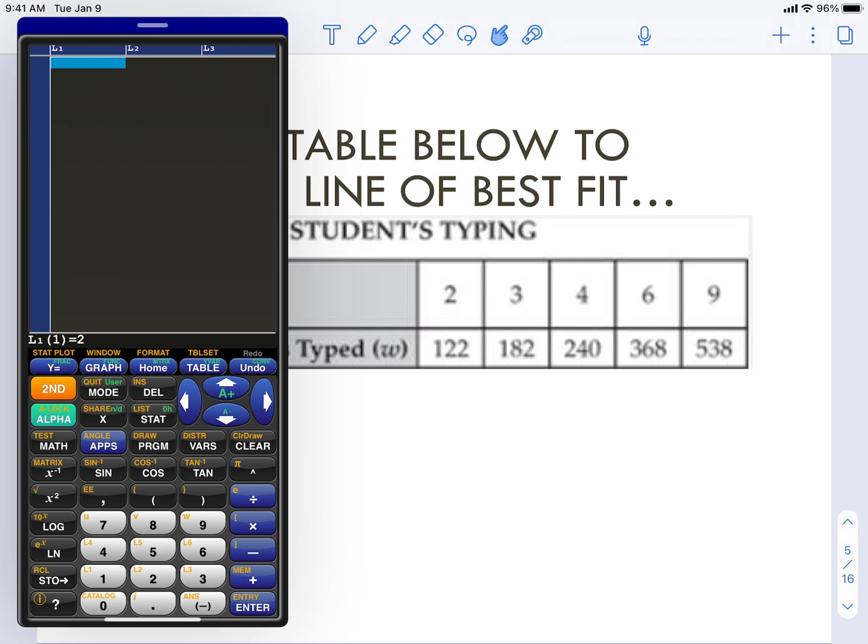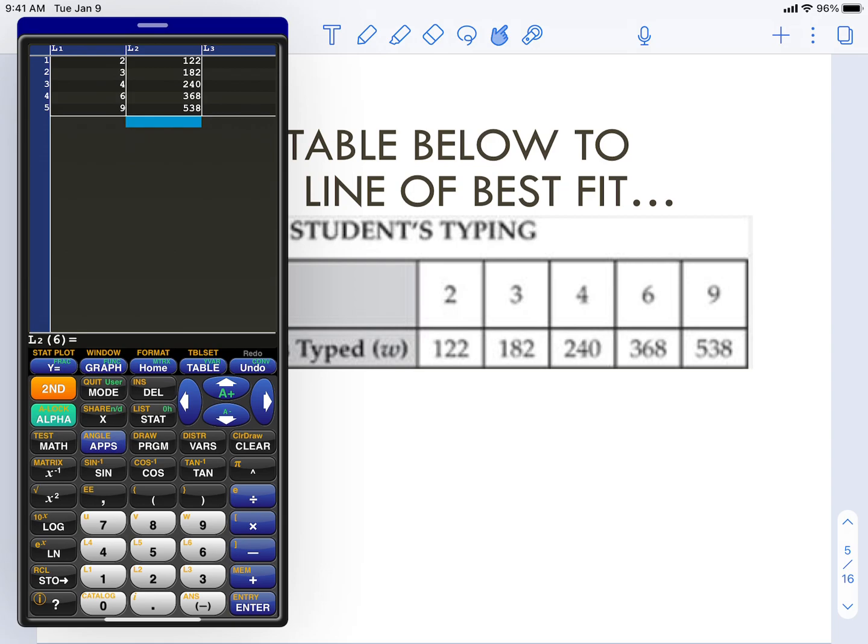Those are your x values. So 2, enter, 3, enter, 4, enter, 6, enter, 9, enter. Then we'll scroll over to L2, and that's where the bottom row goes. Our y values: 122, 182, 240, 368, and 538. All right, so we've got our list entered.